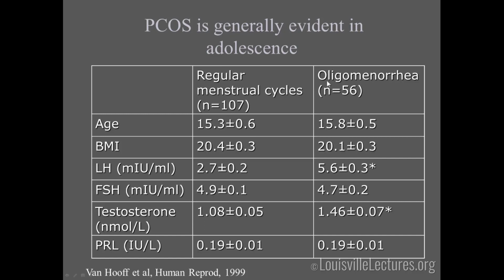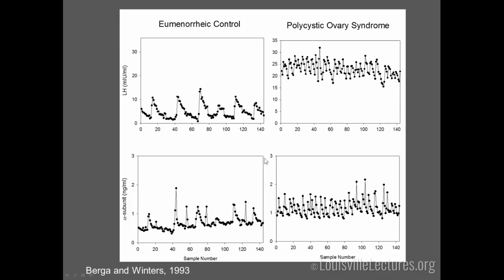So here are a group of girls who are 15 years old, some of whom have irregular periods and some don't. And you can see that among the ones with the irregular periods, the LH levels tend to be higher, the testosterone levels tend to be higher. So these are some of the first early manifestations of PCOS in the adolescent group. Often they're heavier than their controls. That wasn't the case here.